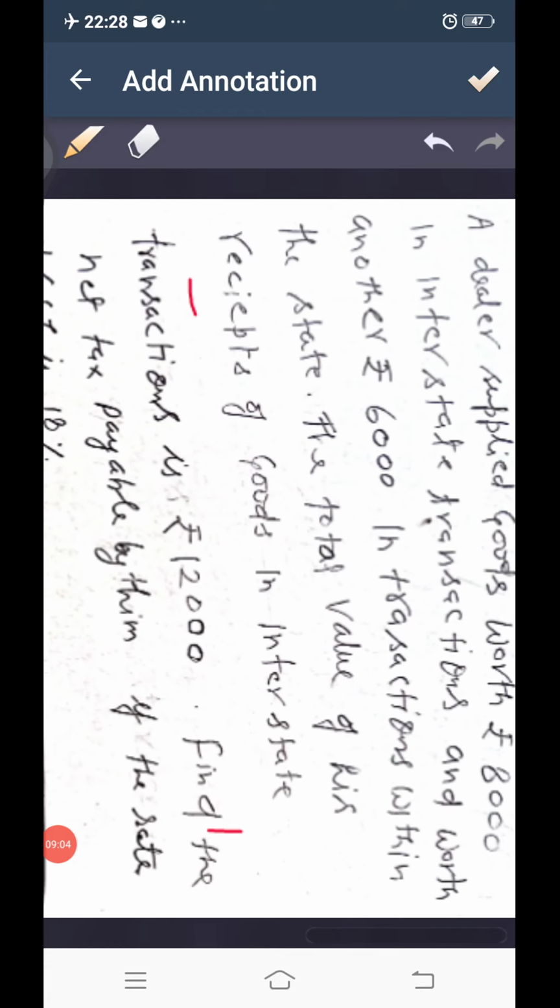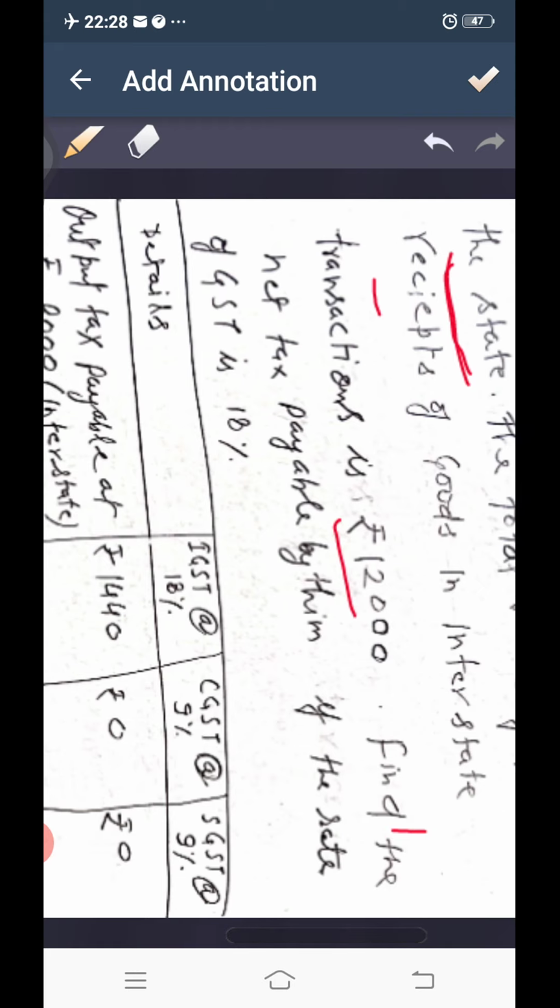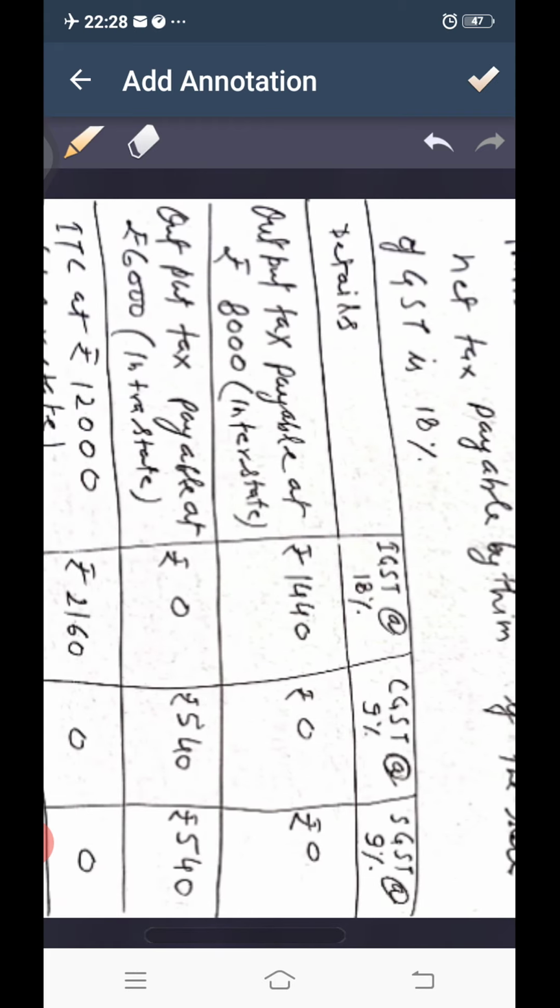Let us take one more question. A dealer supplied goods worth rupees 8,000 in interstate transaction and worth another rupees 6,000 in transaction within the state. First one is interstate, second one is intrastate. The total value of his receipts of goods in interstate transaction is 12,000. So find the net tax payable by him if the rate of GST is 18%. So again we will make the same type of table, that is detail, IGST 18%, CGST 9%, SGST 9%.